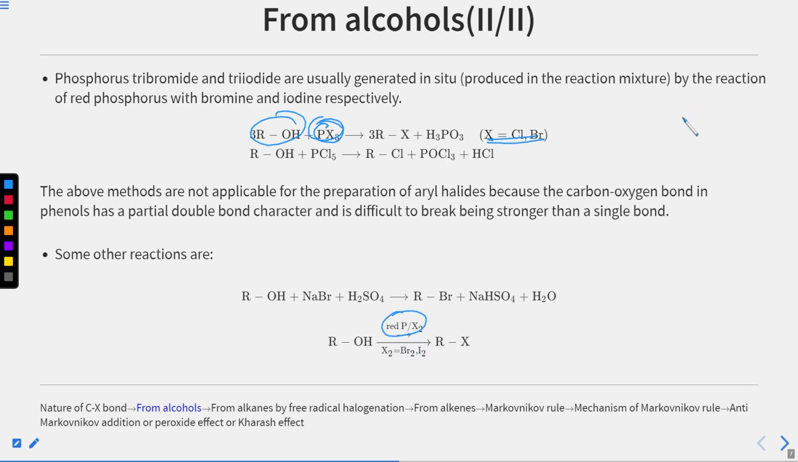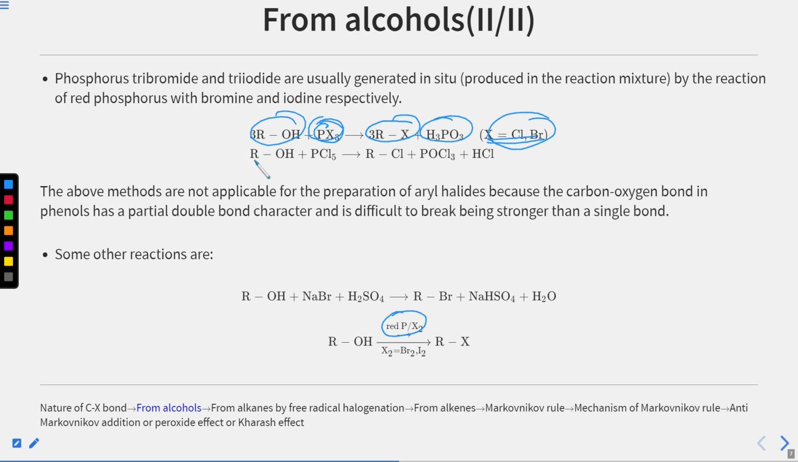So it is a kind of tricky part. Students do make mistakes here. They are given the reagent reactants. But now consider that we have our PX3, where X is chlorine or bromine. So what do we do? We react it with our alcohol. Then we get our RX and H3PO3.